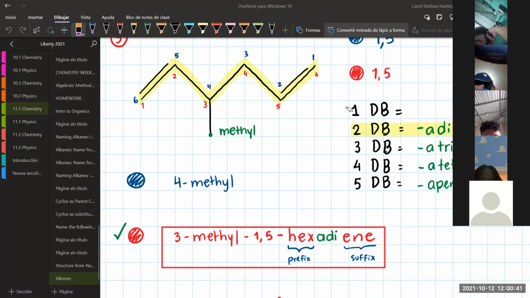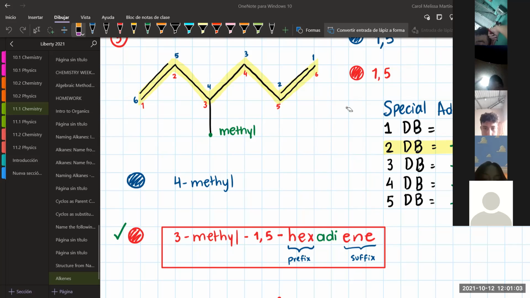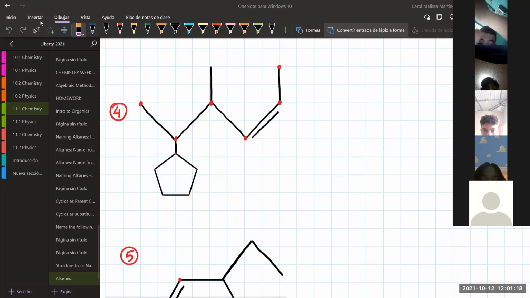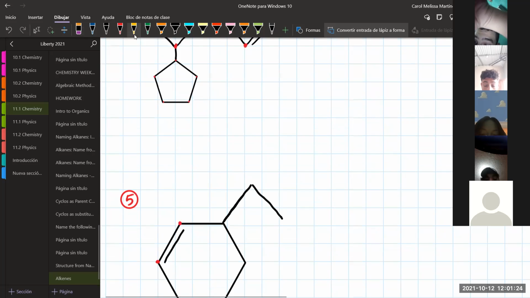Now I don't know how to call this. I'm going to call them special adjustments. Just to name them. Now, we can have a structure like this or like this. The number four, example number four. Let's take a look at example four.